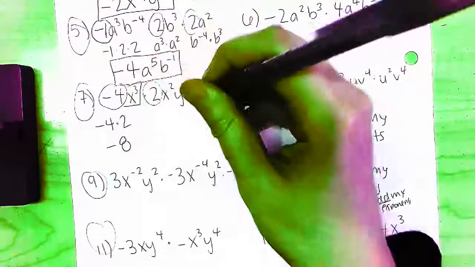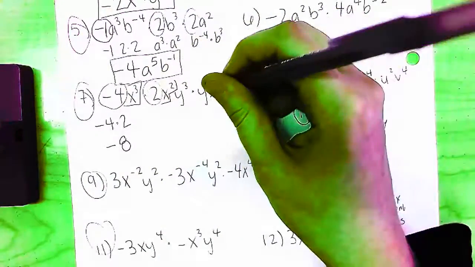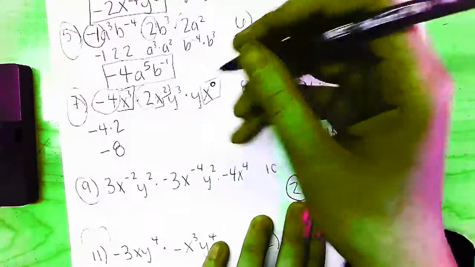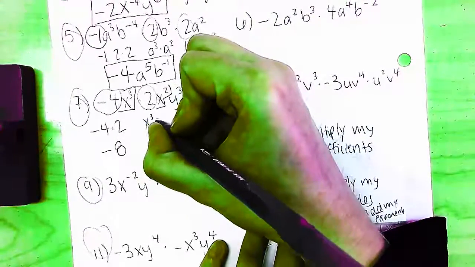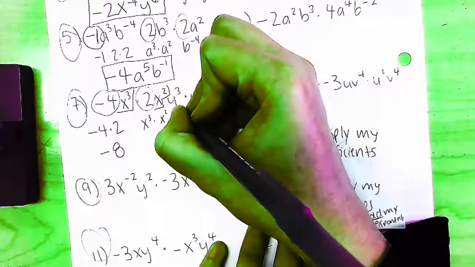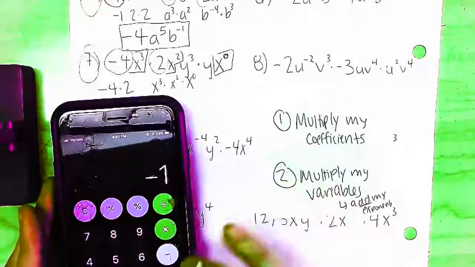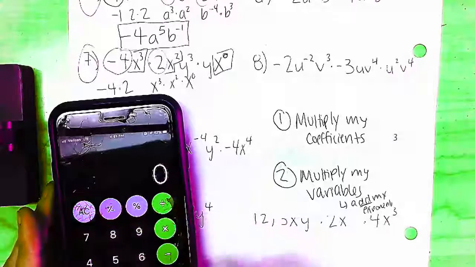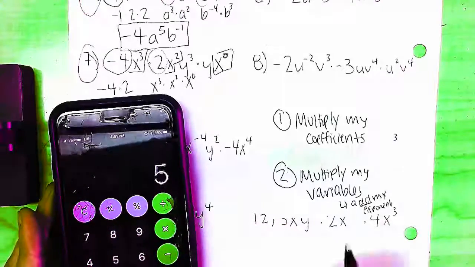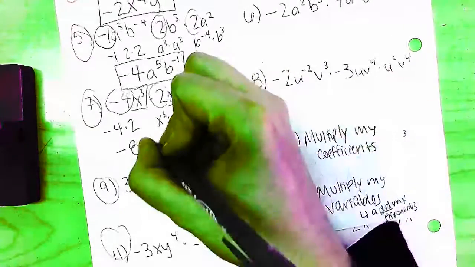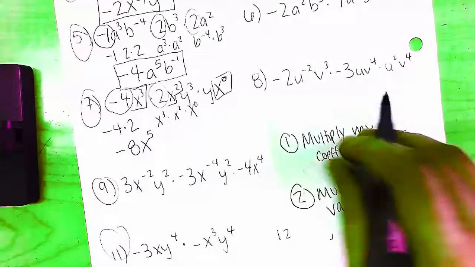I have x to the third, I have an x to the second, and I have an x to the 0. So I'm going to multiply those together. I have x to the third times x to the second times x to the 0. Remember, I add my exponents. So I'm going to do 3 plus 2 plus 0. That gives me 5. So I have negative 8x to the fifth.